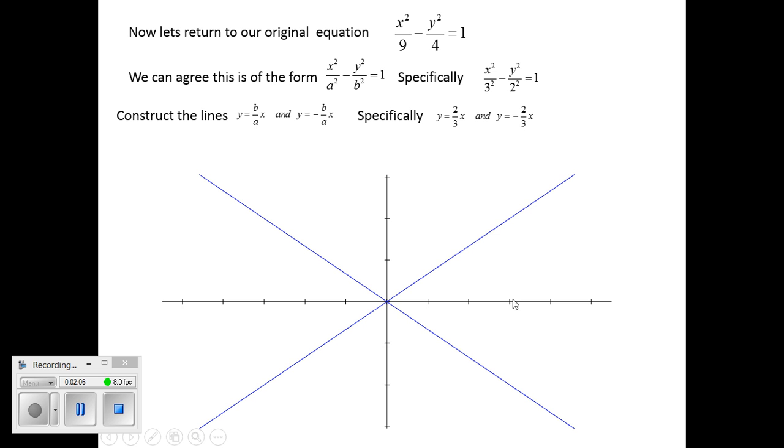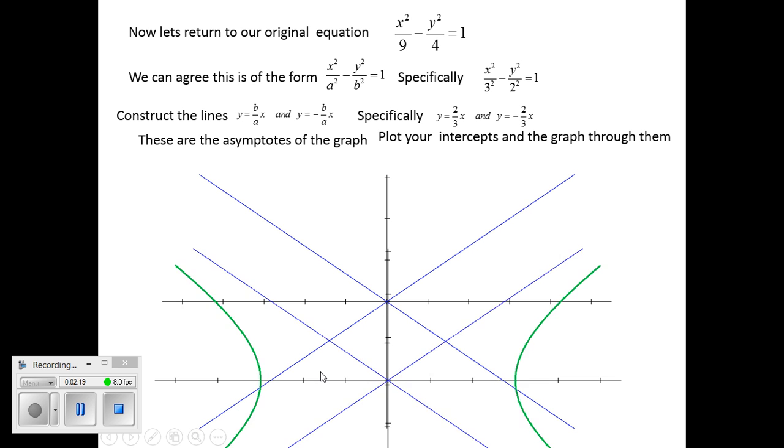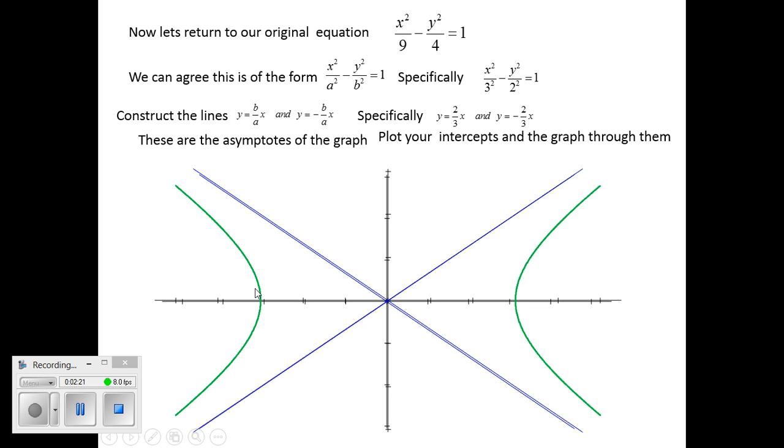They are my guidelines, and I have the intercept points at 3 and -3, so I can plot those in, and from which I can now sketch my hyperbola. It seems a little off there. You can see my lines aren't aligned. That's fine. You get the idea. The only thing not shown here is the focus, which you should easily be able to find, which should be at the square root of 13.